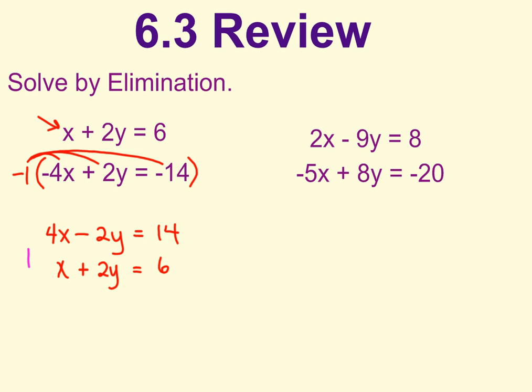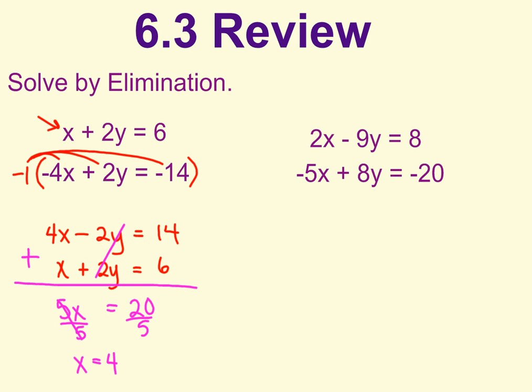So we can go ahead and add these two equations. Just go left to right. 4x plus a 1x gives us a 5x. Negative 2y plus 2y cancels. Bring down your equal sign. And 14 plus 6 is 20. Keep solving for x. Divide both sides by 5. And we're getting x to equal a 4.